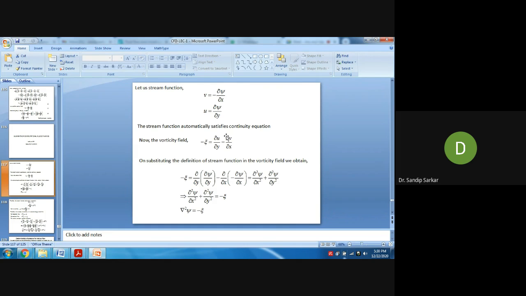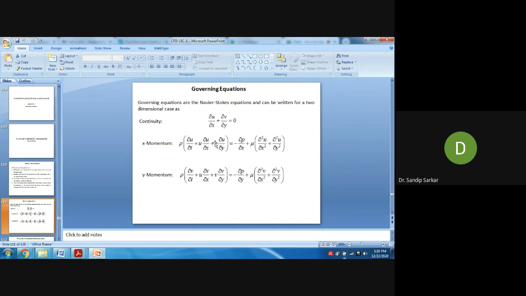Why are you interested in the Navier-Stokes equation? What is the primary constituent of the Navier-Stokes equation? We want to solve the Navier-Stokes equation to obtain the velocity field u and v, because this two-dimensional Navier-Stokes equation contains the velocity field u and v. We want to solve it to obtain u and v.